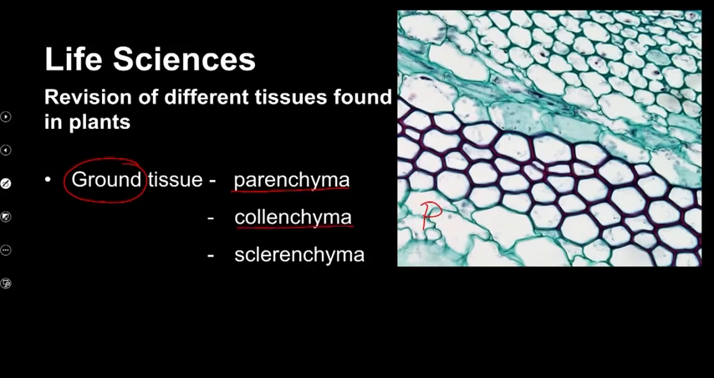If the plant needs support, it will have collenchyma cells, for example, those which have thickened corners for strength, or if it really needs lots of strength, they would have sclerenchyma cells, which have walls that are thickened all the way around.